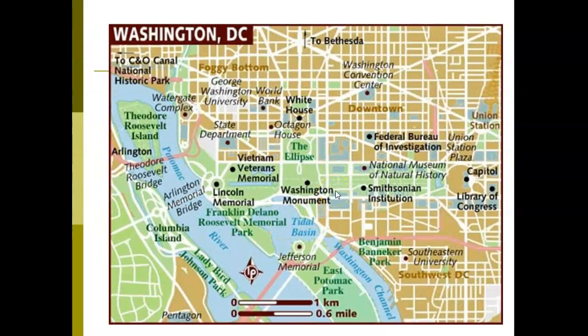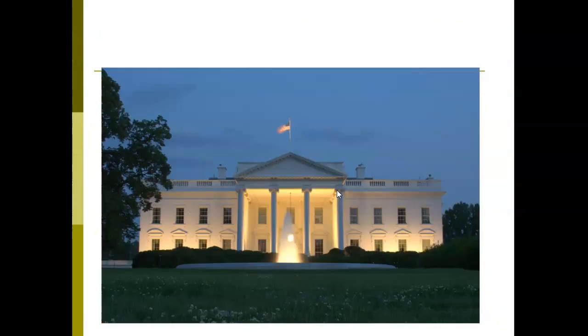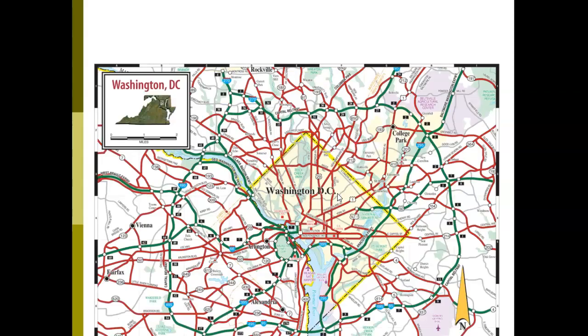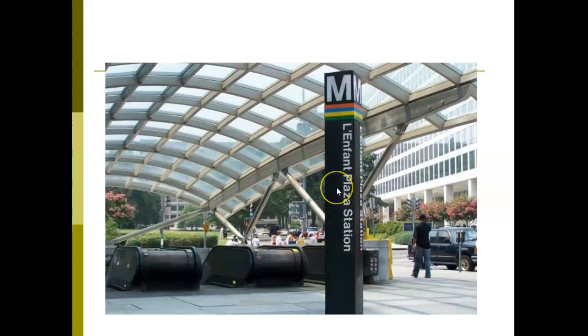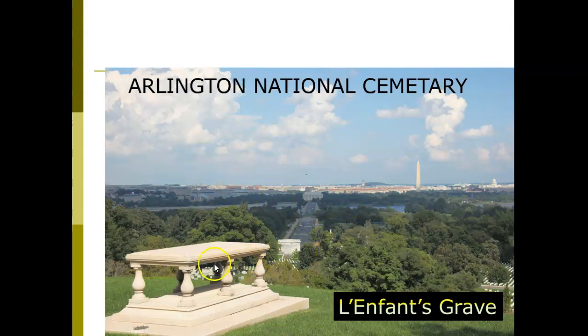So that is where we'll kind of end things here, and you can see some of these images as we close out. So they do talk about L'Enfant in the book. They mention that he is the man who designed Washington, D.C., and there's actually a metro station named after him, and that's his final resting place over in Arlington as he overlooks the city that he designed. So we'll end it there.